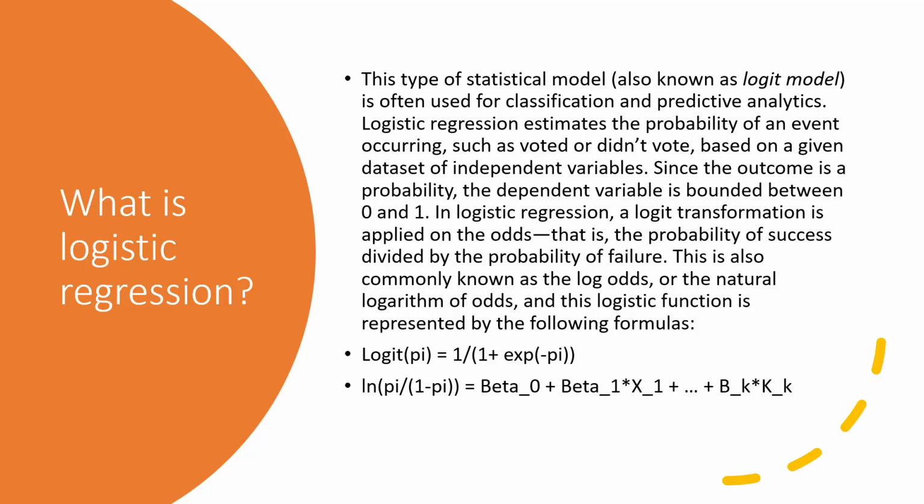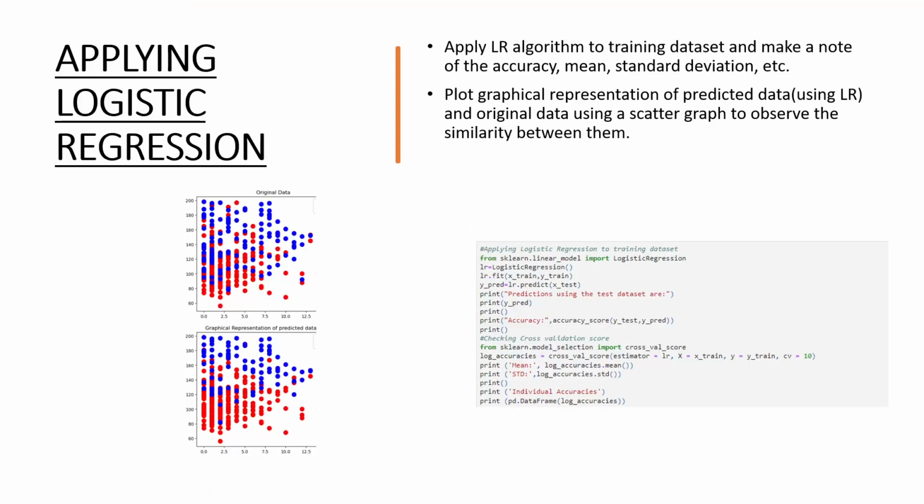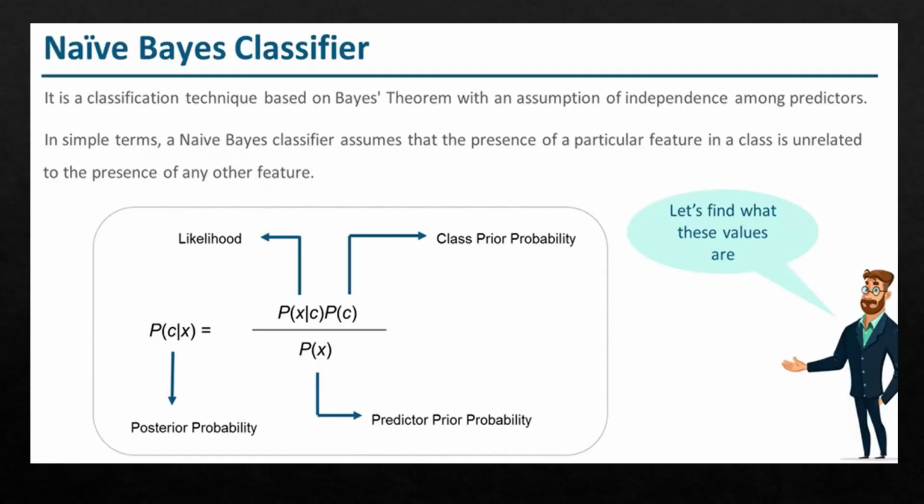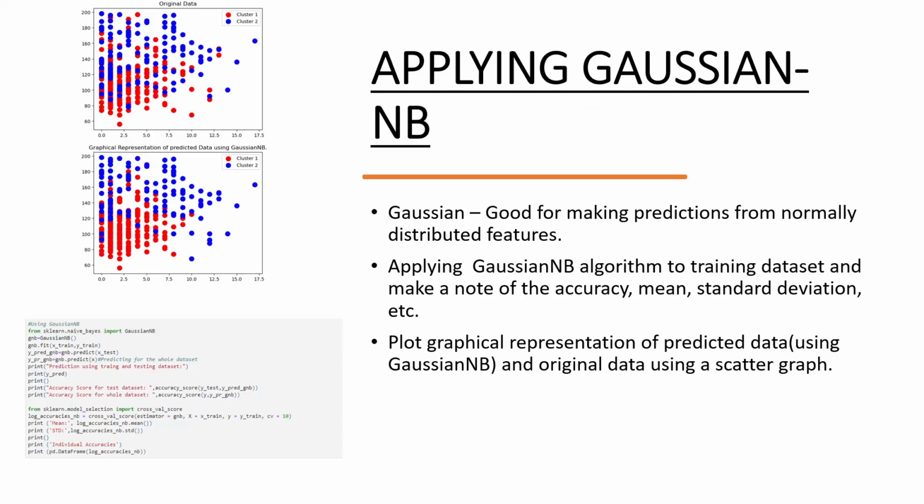So after that, we will be applying logistic regression to the training dataset, and we will make a note of the accuracy, mean, standard deviation, etc. And we'll be plotting a graphical representation of the predicted data and the original data using a scatter graph to observe the similarity between them. So after that, we'll be similarly applying Gaussian NB to the original dataset. Similarly, we'll be making a note of accuracy, mean, standard deviation, etc.